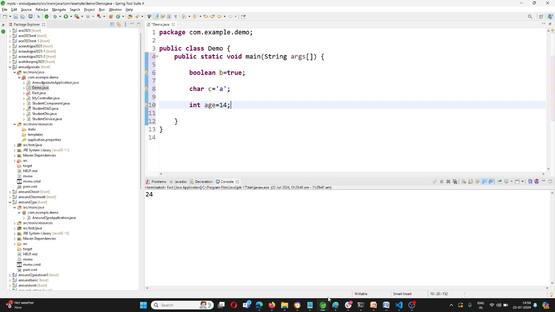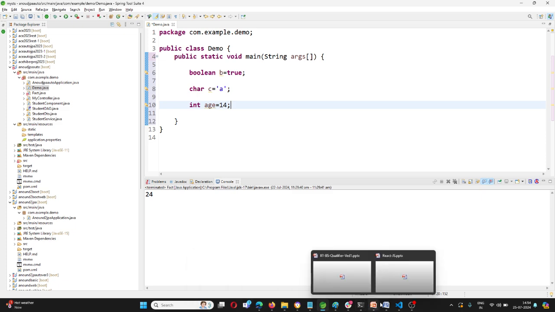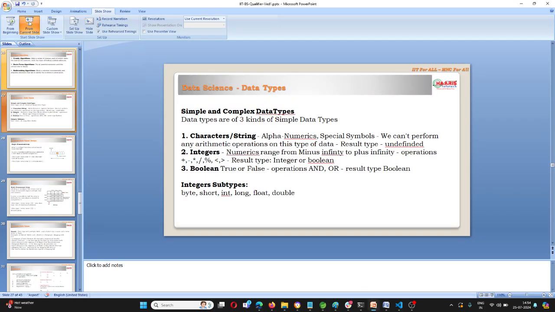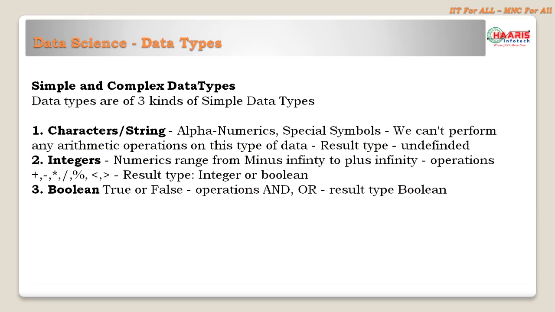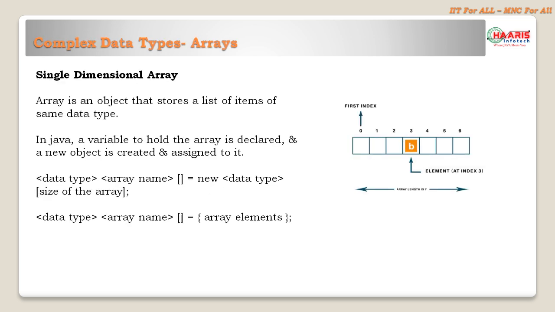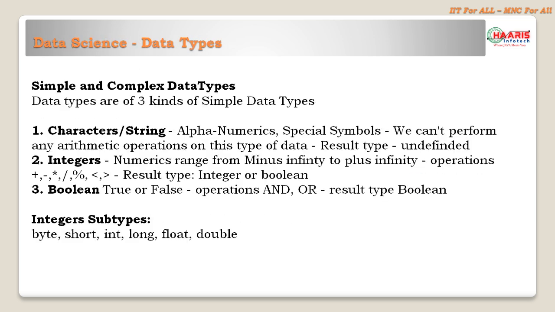Got it? I am not going in depth on this. We will cover more on data types and variables in the next chapters. Right now, if you have understood this much, it is more than sufficient for you. Fine. So we have learned these 3 data types now, and I have also demonstrated that. Correct or not? Okay. What are the integer subtypes? Byte, short, int, long, float, double.